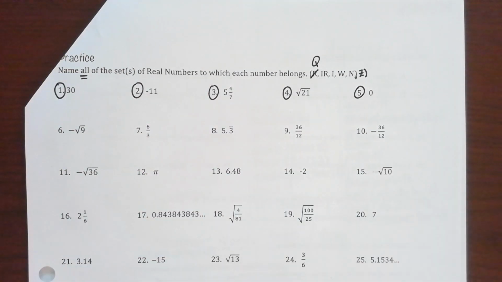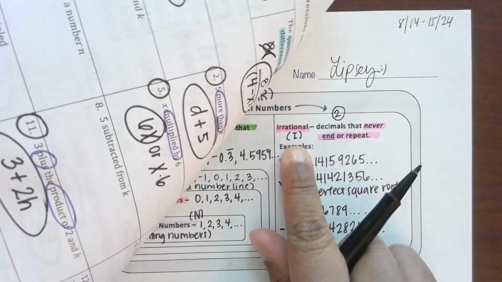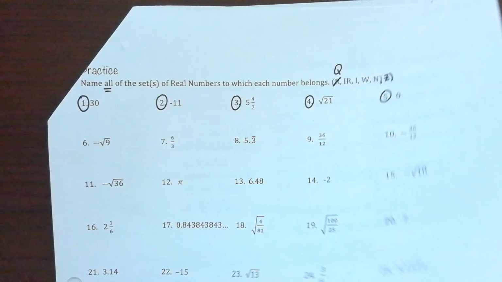Sir, I's on irrational. Yeah, it's just I. So you see how I have an I right there for irrational? You would just put I.